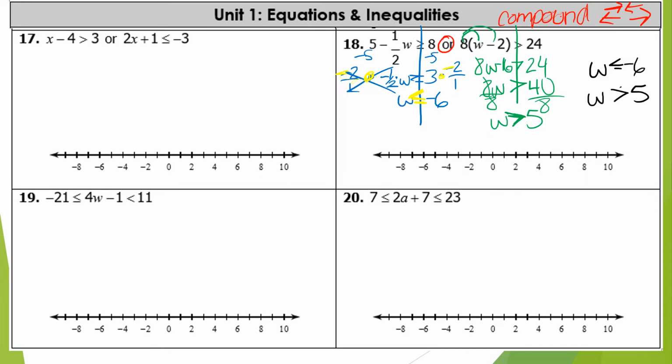So let's graph. At negative 6, we're going to have a solid enclosed circle, and we are less than negative 6, so we're going to go left. For our second inequality, we're at 5, and we're going to remain open circle, and it's greater than 5, which means I go to the right.